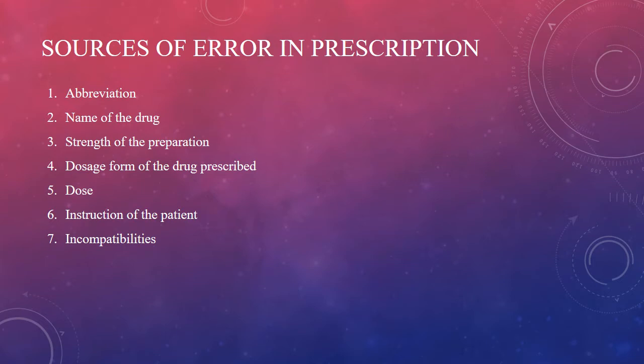Sources of error in prescription. The first source of error is abbreviation, as abbreviation can be misread by the pharmacist. The name of the drug can be misread, strength of the preparation, dosage form of the drug prescribed, dose, instruction to the patient, and so on.